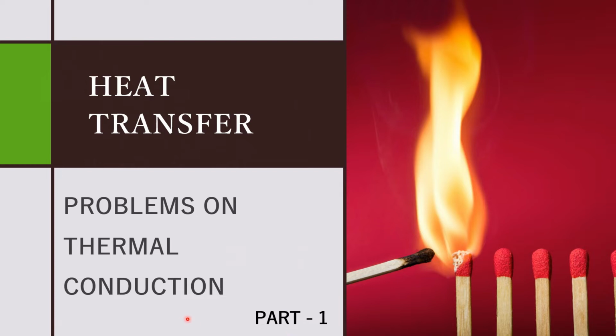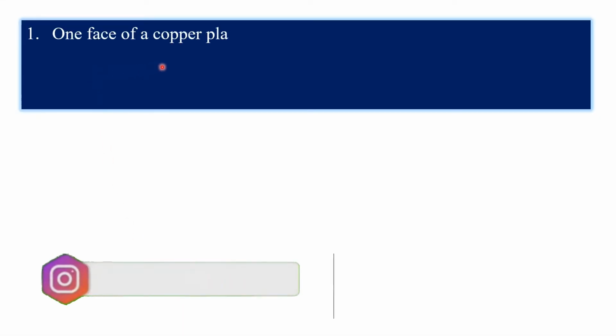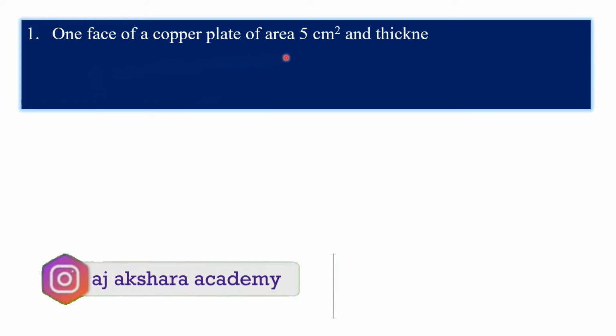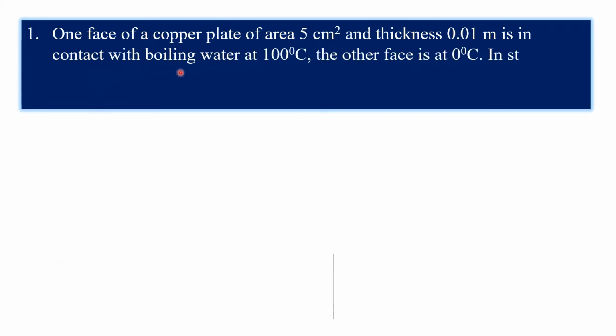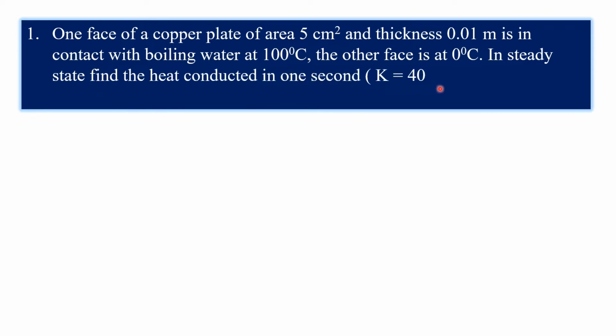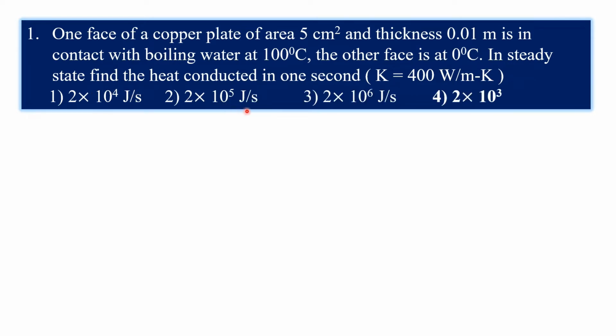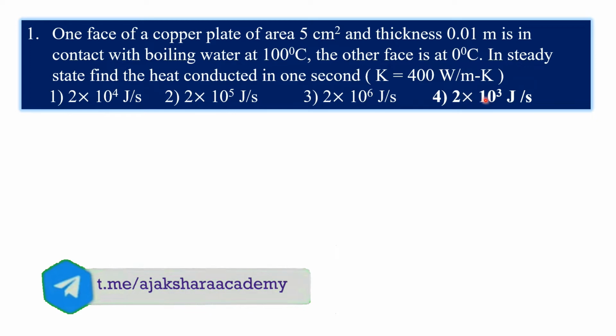Okay, let us go to today's session. First one. One face of a copper plate of area 5 cm square and thickness 0.01 meters is in contact with boiling water at 100 degrees centigrade. The other face is at 0 degrees centigrade. In steady state, find the heat conducted in 1 second. The given thermal conductivity K is equal to 400 watt per meter Kelvin.